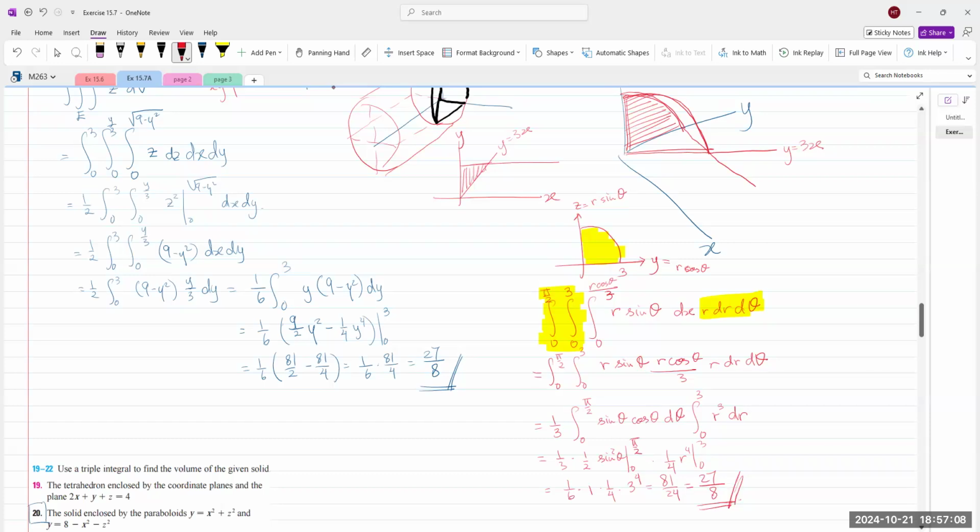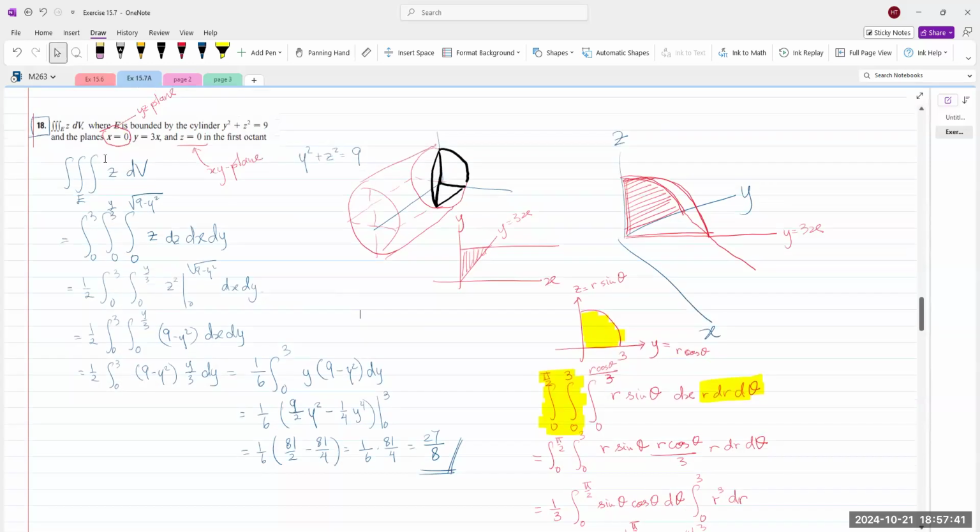Okay, in other words, I still use polar, but instead of using polar on the xy plane, r theta from the xy plane, I use the yz plane instead for r theta. And I think the integration is a lot easier to do, as you can see earlier, right? Okay, that's for number 18.